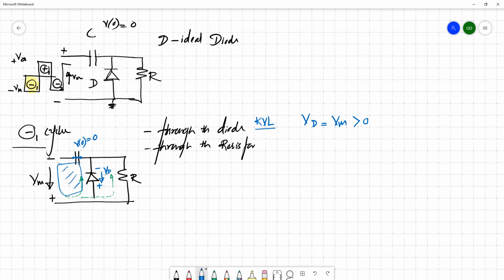To make this diode forward bias, we know that VD should be greater than or equal to 0. If you plug it in here, we can simply say that Vm should be greater than or equal to 0. Ideally, Vm is greater than 0 because it's a non-zero voltage. So we can claim that during this negative cycle, the diode is forward bias.